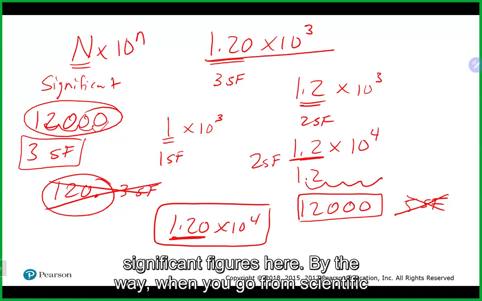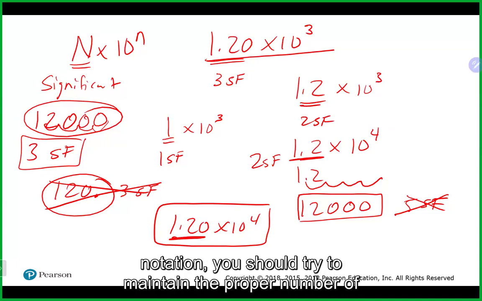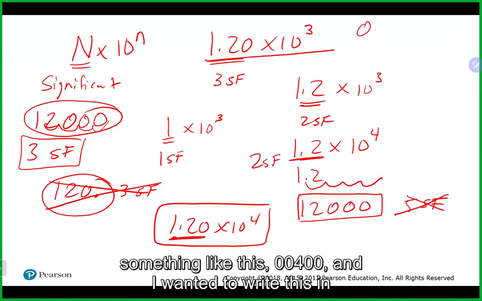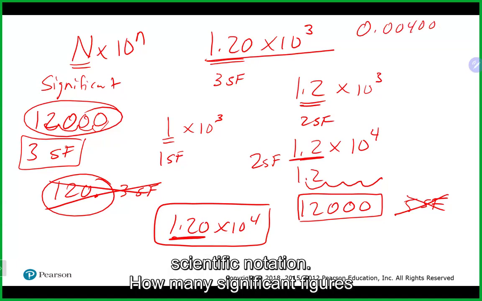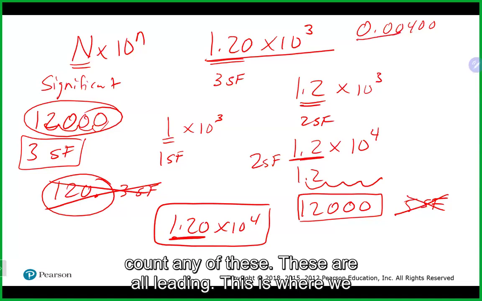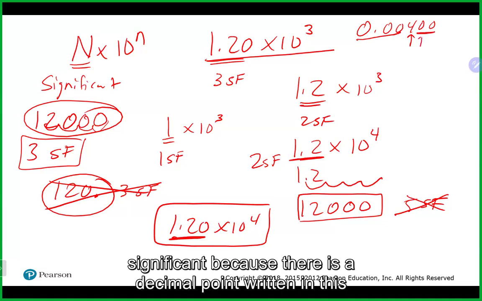By the way, when you go from scientific notation to decimal form or decimal form to scientific notation, you should try to maintain the proper number of significant figures. That is why, for example, if we had something like this, 0.00400, and I wanted to write this in scientific notation, how many significant figures does this number have? It does have 3. We're not going to count any of these. These are all leading. This is where we start counting. These zeros at the end are going to be significant because there is a decimal point written in this number.